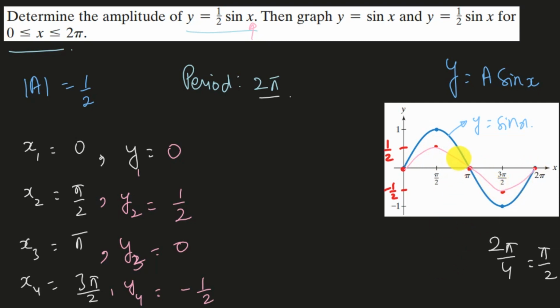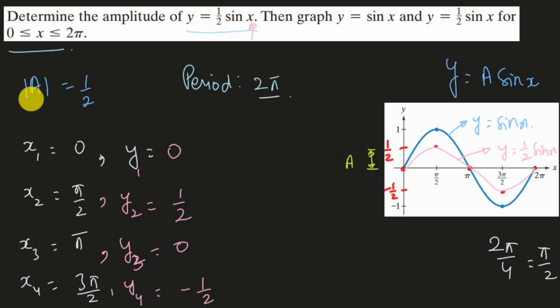Like this. So this curve will represent y equals half sine x. Now what is this half representing? Half is representing the amplitude. This amplitude is the maximum up to which the curve can go. This is the amplitude A.